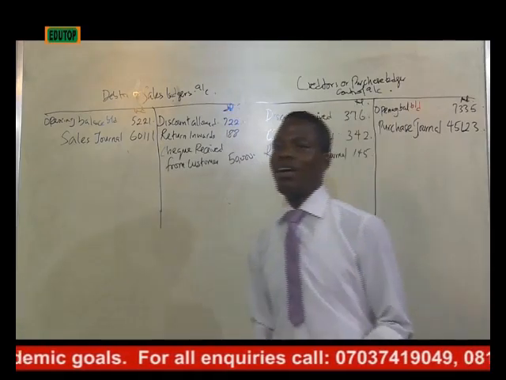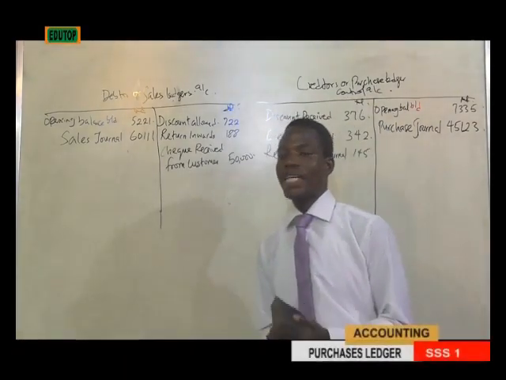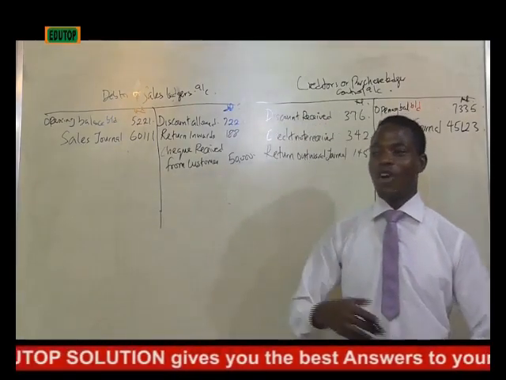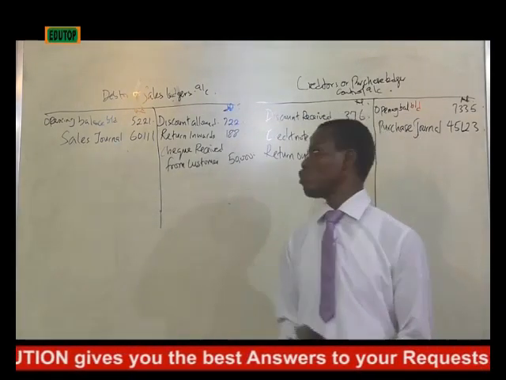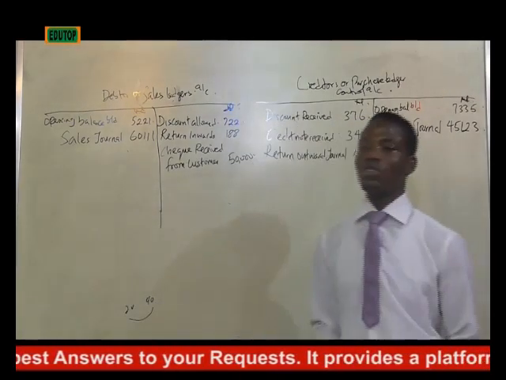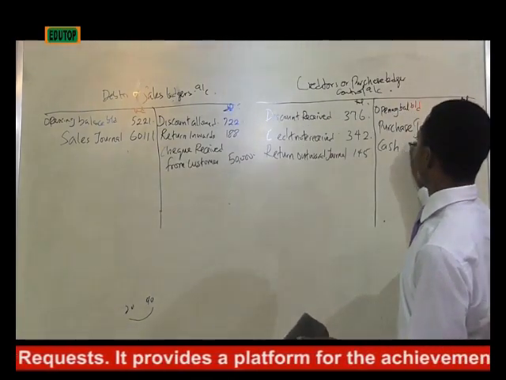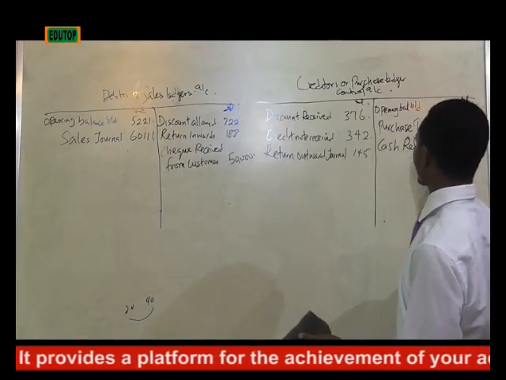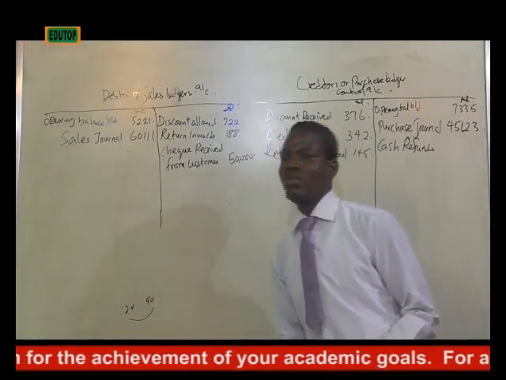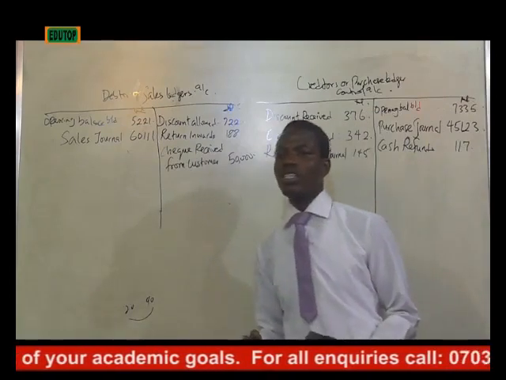Now, cash refund from the supplier, overpaid. Cash refund is when there is a kind of overpayment. When instead of paying 20 naira, you pay 40 naira, so 20 naira will be returned back to you. That's what we call cash refund. So it has to be here, cash refunds. And that is 117. Then 3 questions to go.